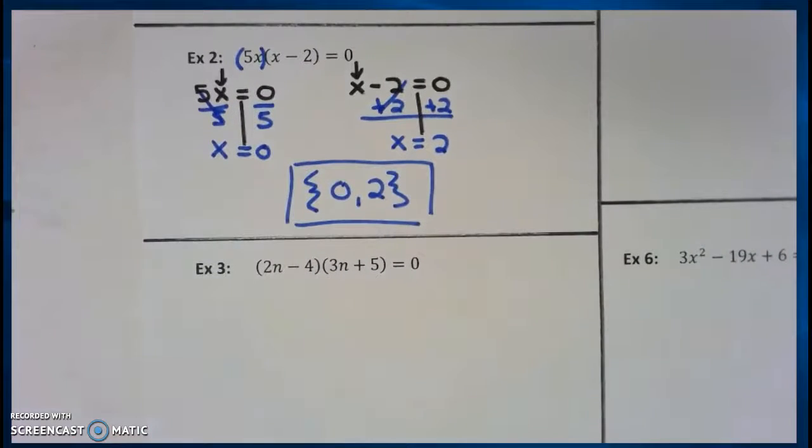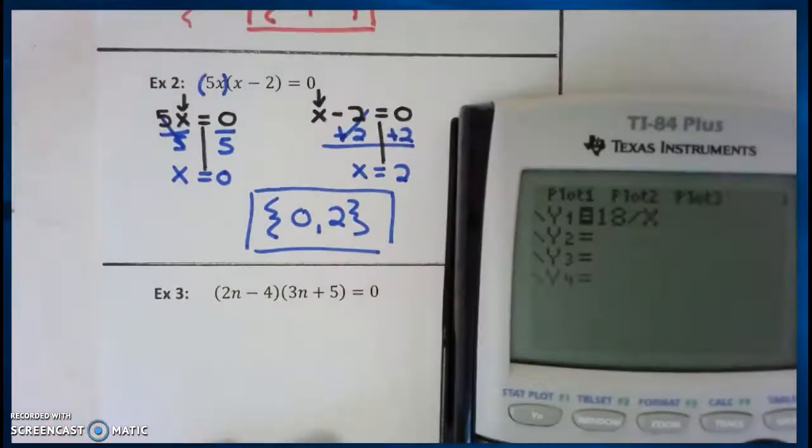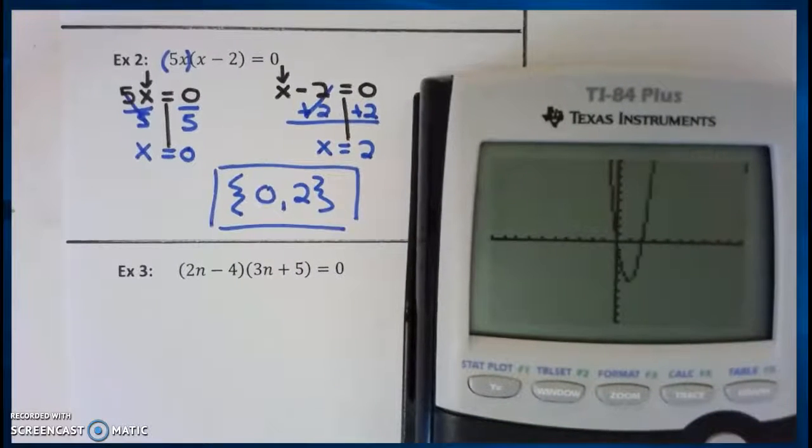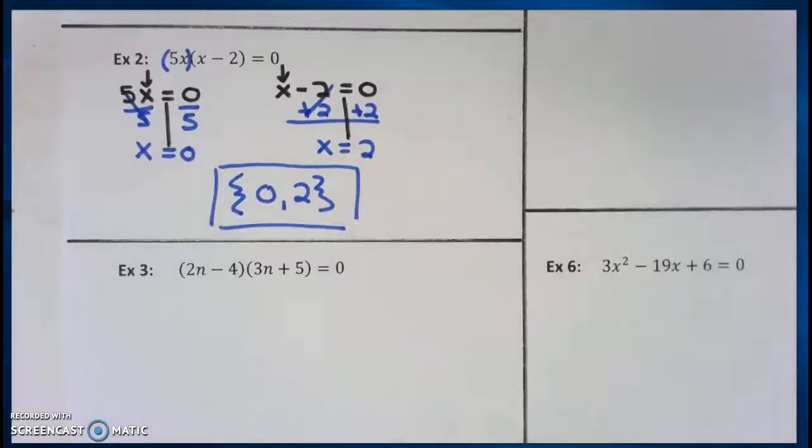Okay, now I am going to show you how to check your answer on this one. If I typed it in the way that it looked to begin with, 5x times x minus 2, I can hit my graph button, and I can see we are crossing at 0 and 2 on the x-axis.